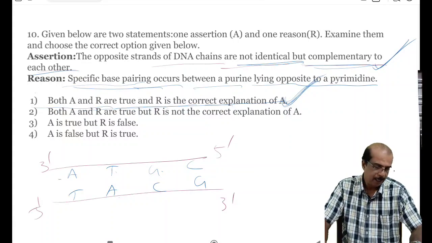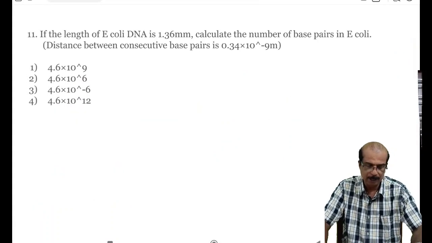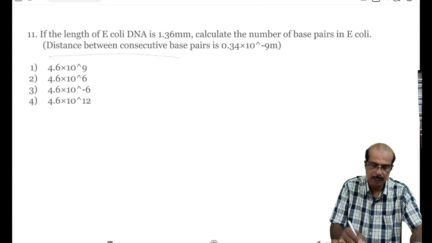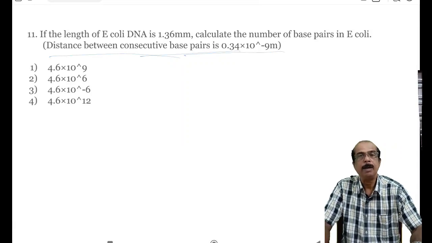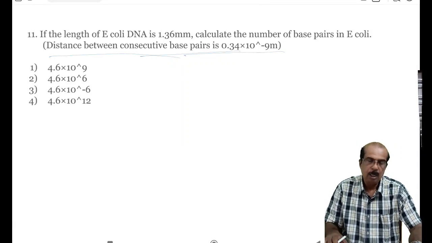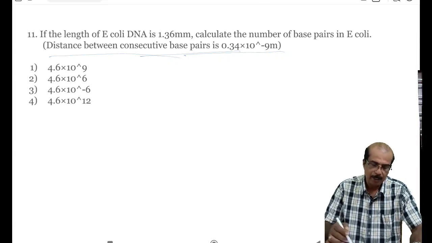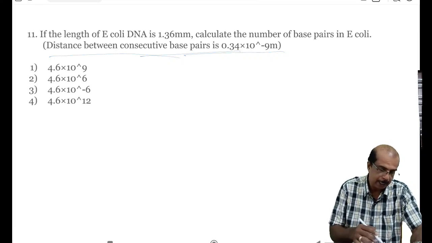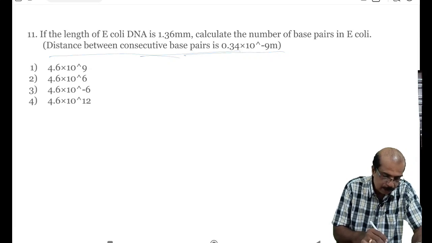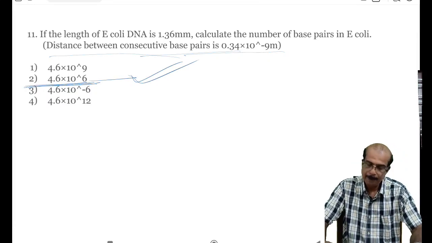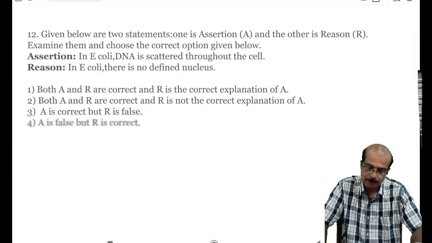Moving to the next question. If the length of E. coli DNA is 1.36 millimeter, calculate the number of base pairs in E. coli. Assume the distance between consecutive base pairs is 0.34 into 10 raised to minus 9 meter. There is no need of calculation in this case. You don't waste time. It is directly given in the textbook that the number of base pairs in E. coli DNA is 4.6 into 10 raised to 6, and you can directly choose the second choice as the answer to this question. Moving to the 12th question, it is also an assertion reason type.